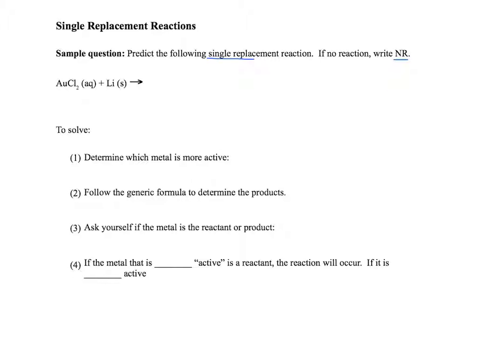And the first thing we're going to do is determine which metal is more active. In this case, if we look at table J in our reference table, table J indicates to us that the more active metal here is going to be lithium. Okay, so keep that in mind.